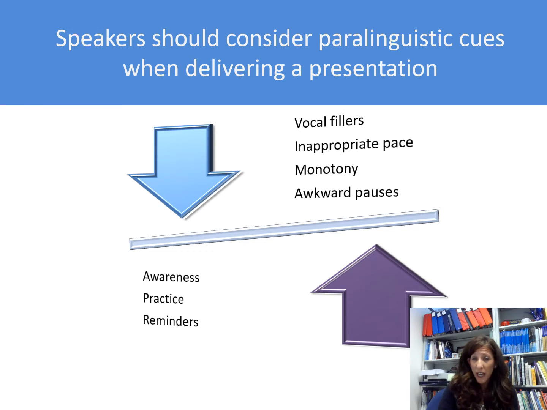Additionally, some problems that we have when it comes to paralinguistics have to do with pace, or the rate at which we speak. Personally, I tend to talk pretty quickly. I'm sure you've noticed. So I have a problem with too quick of a pace, right? Some people talk a little bit too slowly. I don't know that that's as common of a problem, but pace is certainly something we should be thinking about when we're thinking about paralinguistic cues.